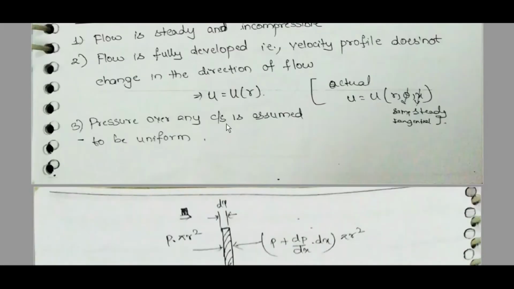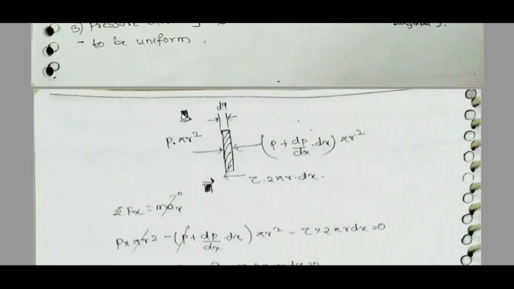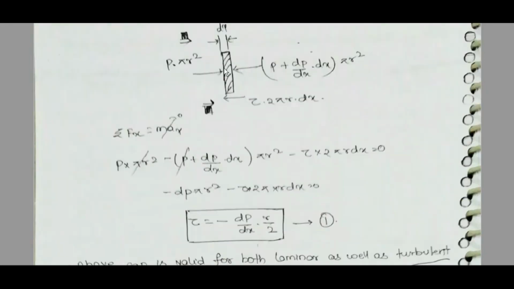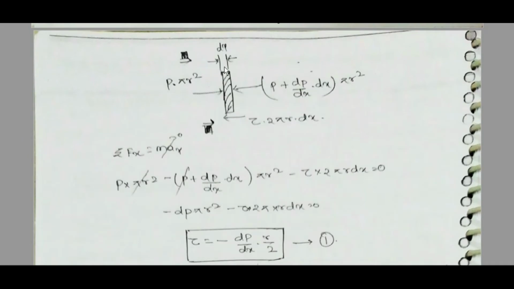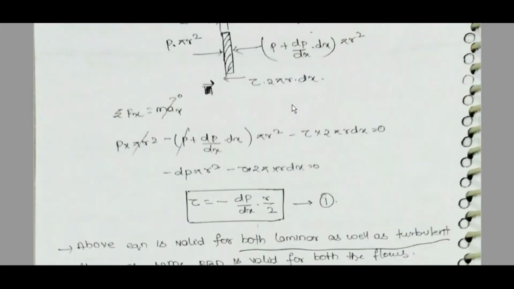Pressure over any cross section is assumed to be uniform. Consider a length dx. The pressure force at the cross section is P times pi r squared, at the other end it is (P plus dp by dx times dx) times pi r squared, and the shear force is tau times 2 pi r dx.